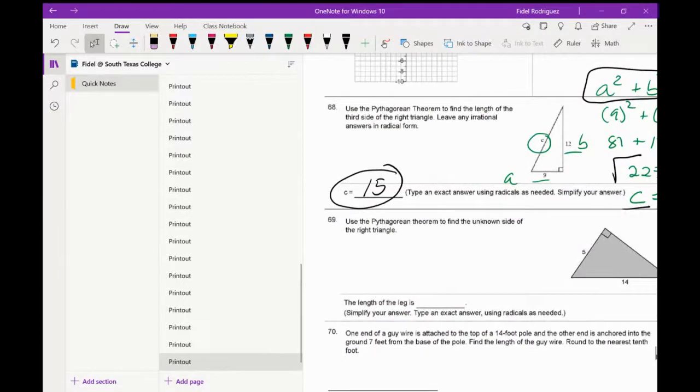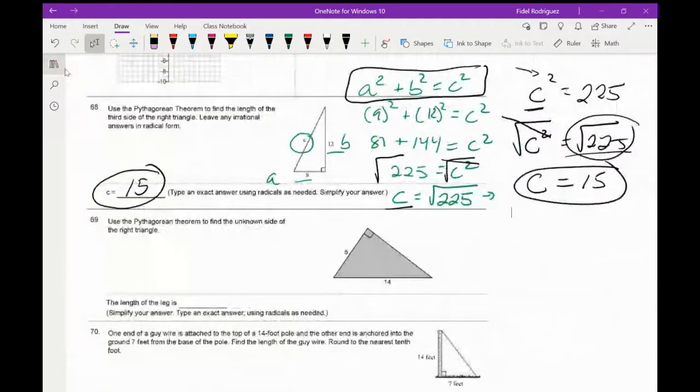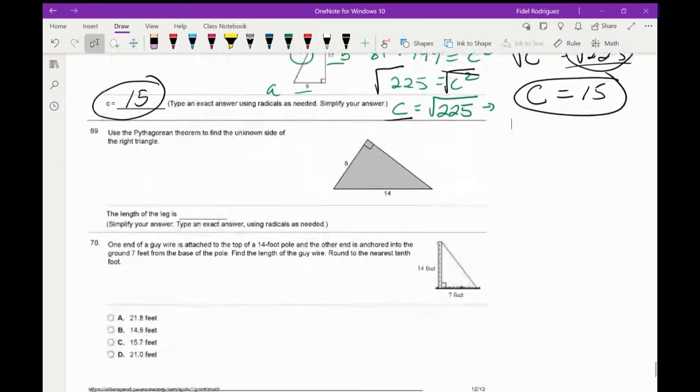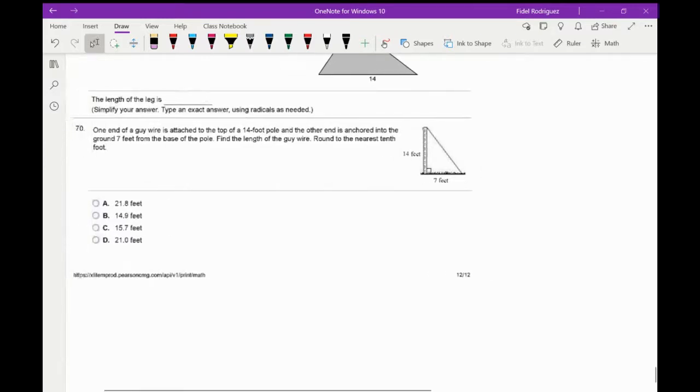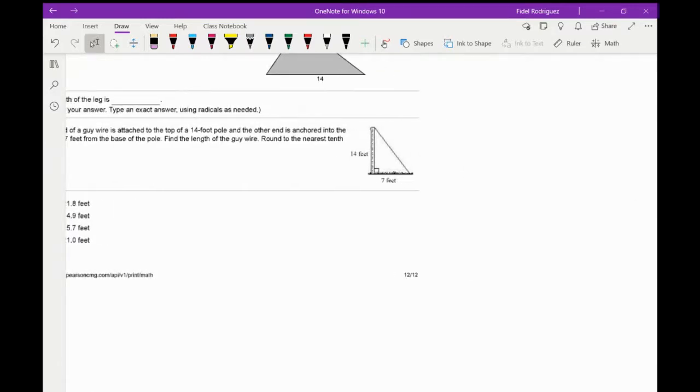Let me come back to my original problem. So guys, let's do both 69 and 70. I'm going to do 70 first, and the reason is that when you're using the Pythagorean theorem, you always have to have a right triangle. What's important is that this side is C, the one across from the little 90 degree angle. Which one is A and which one is B is not really important, but what is important is C.